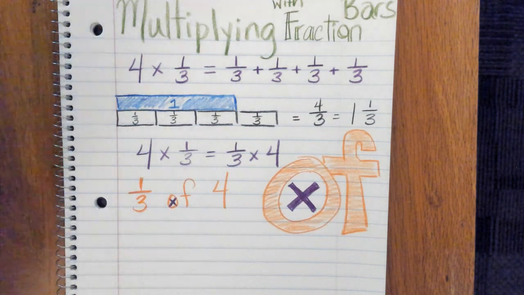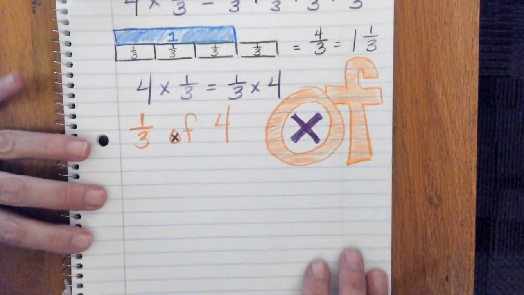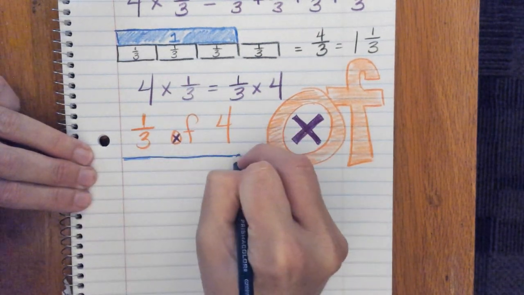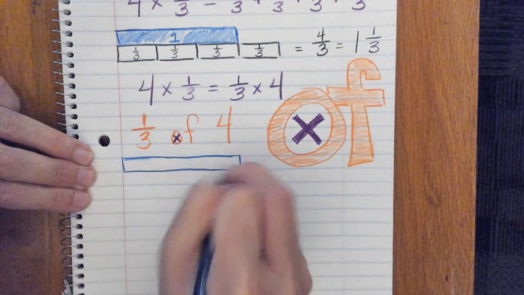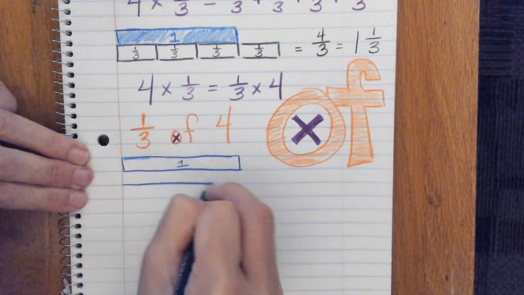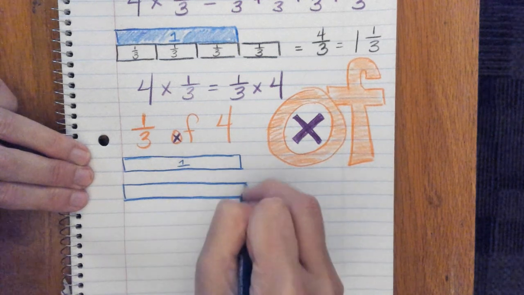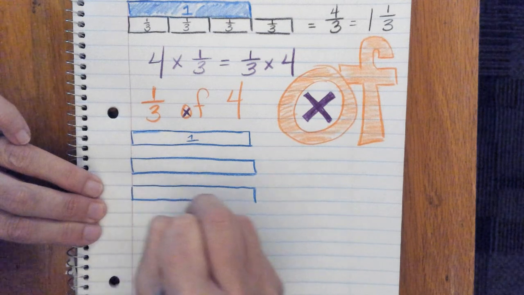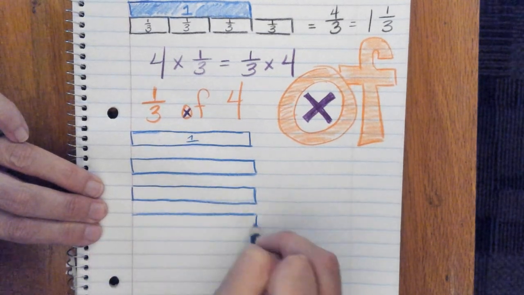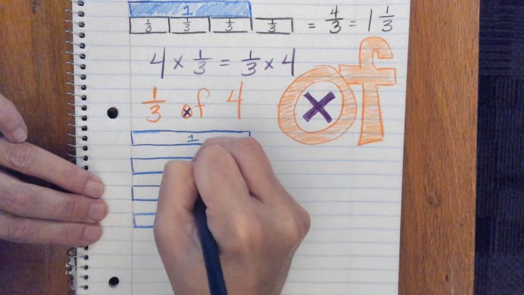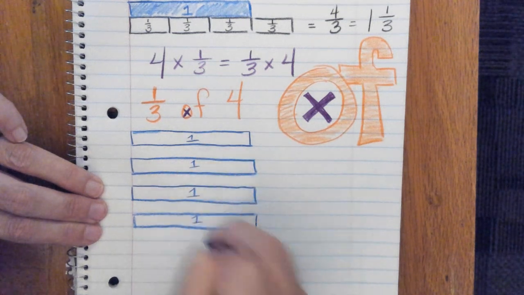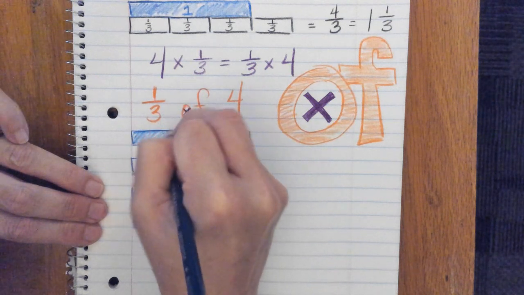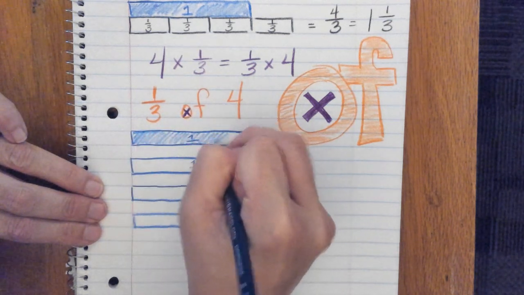And again, I am thinking about fraction bars, so I'm going to draw for myself 4 of those 1 whole bars. 2, 3, 4. Trying to make them all about the same size, or as close as I can get. So this is 4 of those 1 whole bars that we have in our fraction bar sets.